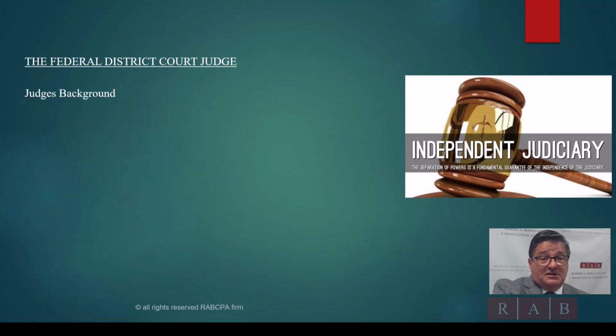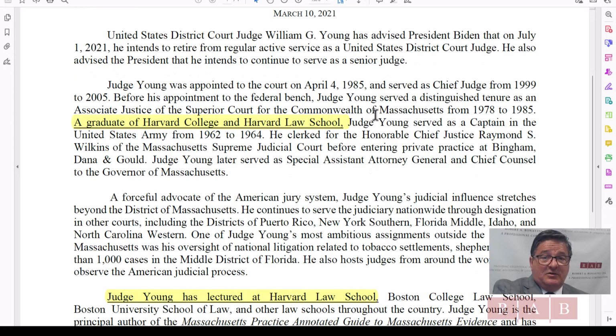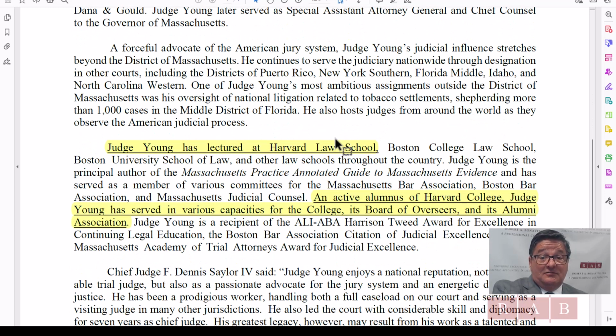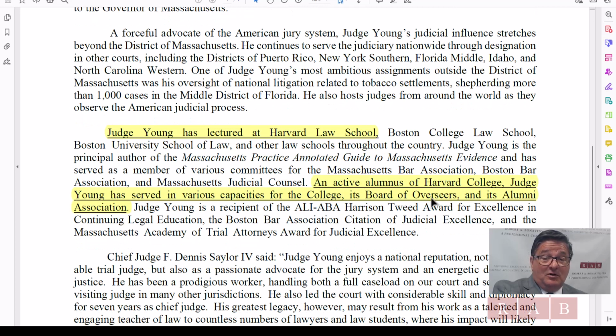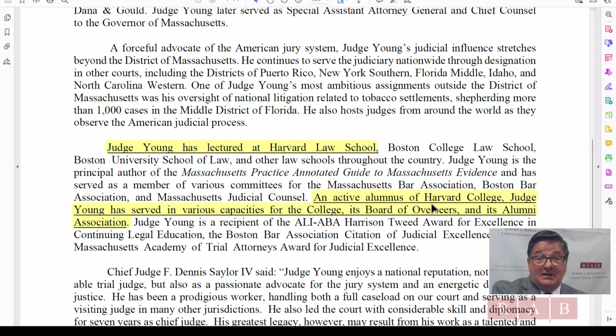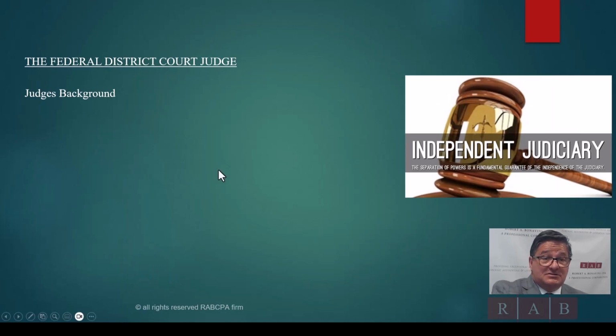Now, the federal district court judge. Okay, this is the judge's background. Here's who he was. This judge was a graduate of Harvard College and Harvard Law School, the only judge in Boston with those two credentials, only one. He lectured at Harvard Law School. An active alumni at Harvard College, Judge Young served in various capacities at the Board of Overseers and the Alumni Association. Now, the Board of Overseers is a management position within the university where you actually manage the university and dictate policy. You have an oath to protect the university. Now, none of this was disclosed to us.